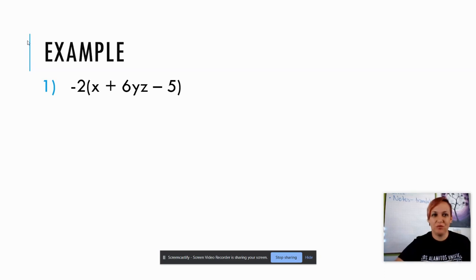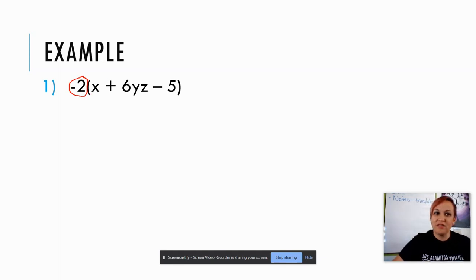Let's start with some examples of distributing a negative number. In this problem, I have a number in front of my parentheses, which I will distribute, and that number is -2. Make sure that you're distributing the sign with the number. In our last video, we talked about making sure that we know how many terms are in the problem so that we don't accidentally over-distribute. Terms are separated by adding and subtracting.